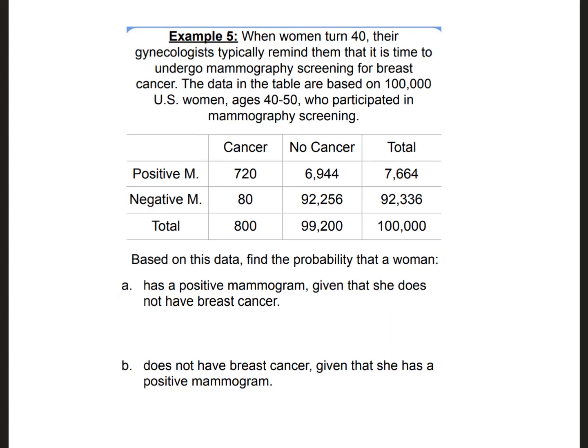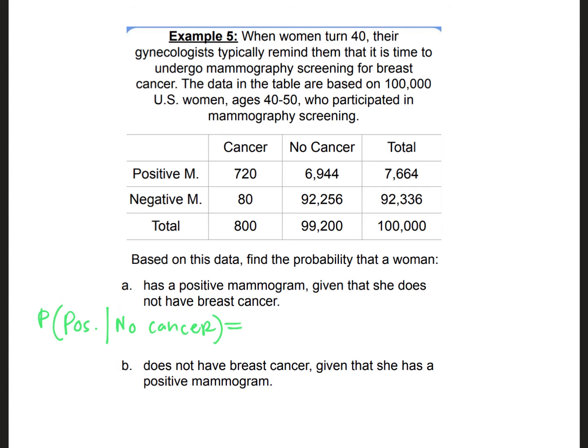Example 5 says, when women turn 40, their gynecologists typically remind them that it is time to undergo a mammogram screening for breast cancer. The data on the table is based on 100,000 U.S. women ages 40 to 50 who participated in a mammogram. Based on this data, find the probability that a woman has a positive mammogram given that she does not have breast cancer. So we want to find the probability that she has a positive test given she does not have breast cancer, so given no cancer.